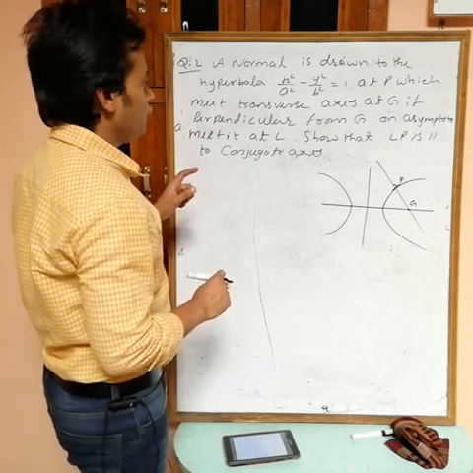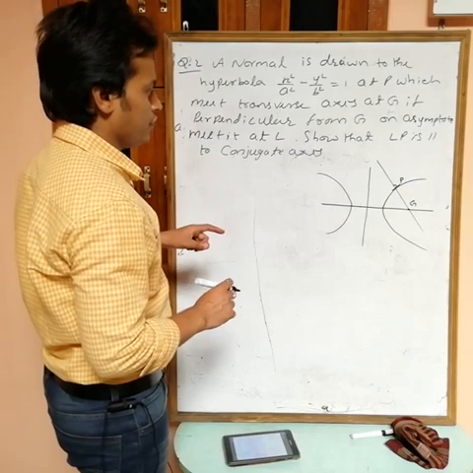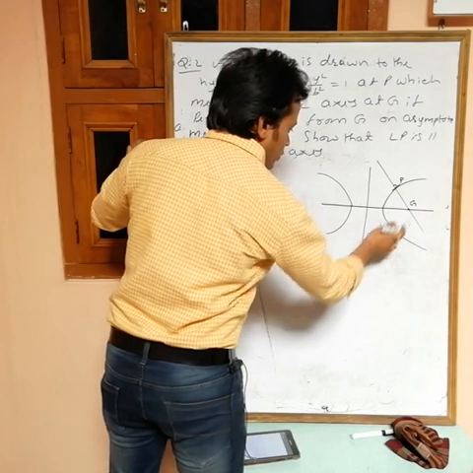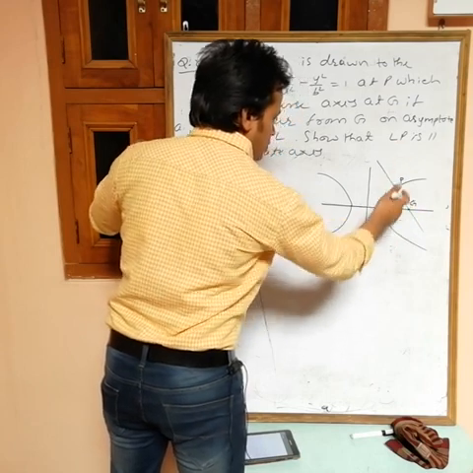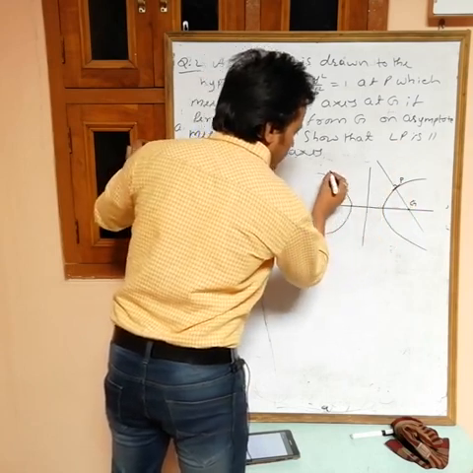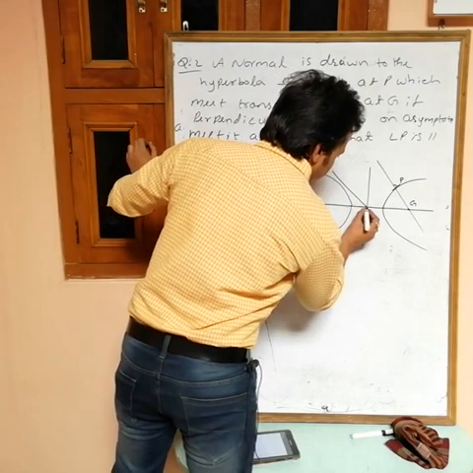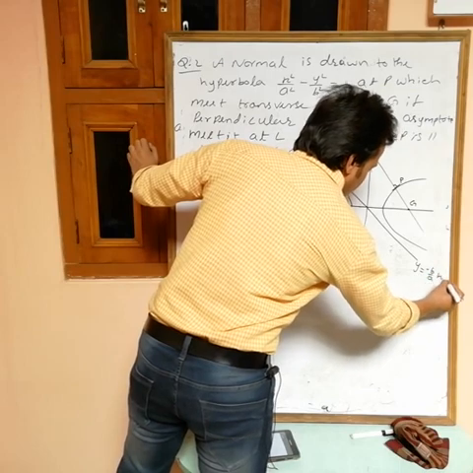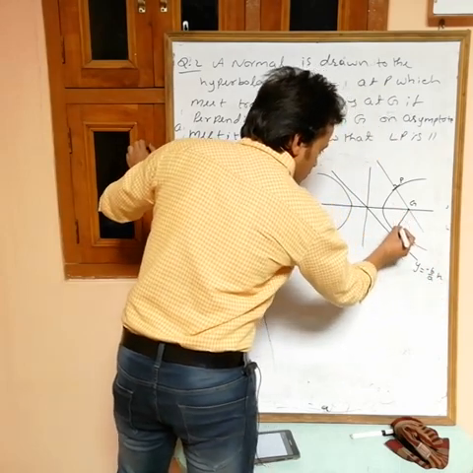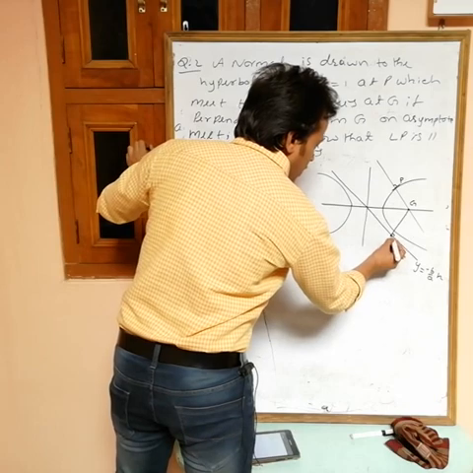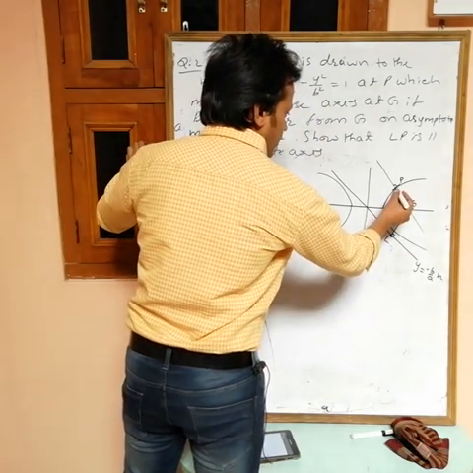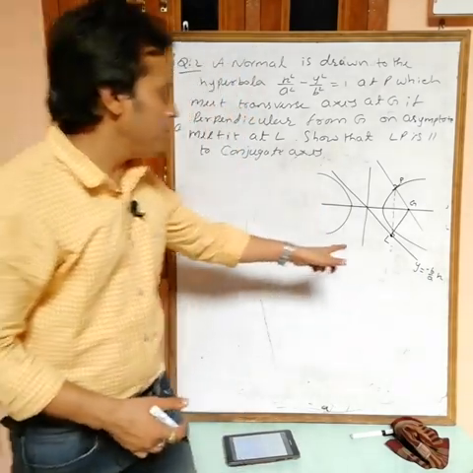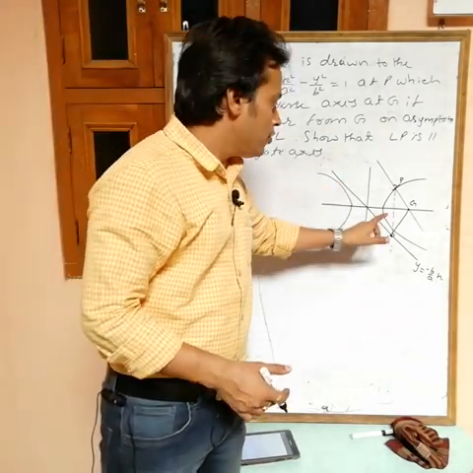If perpendicular from Z on asymptotes, now we are drawing the perpendicular from Z on the asymptotes. So we are to draw the perpendicular at this side or that side. So I am taking this one, I am taking any one. This asymptote is y equals to minus b by a x. Perpendicular from Z on the asymptote meets it at L. Now we have to prove that LP is parallel to the conjugate axis. It means LP is parallel to the y axis.